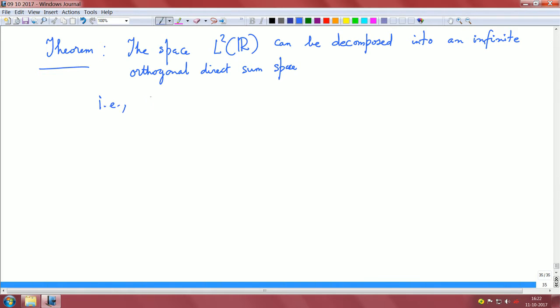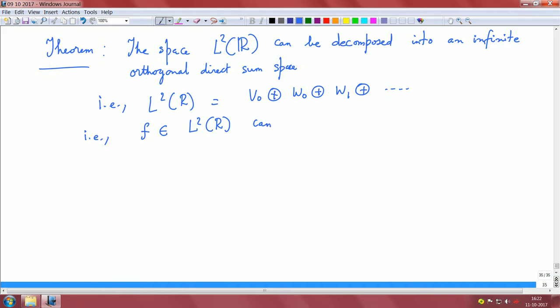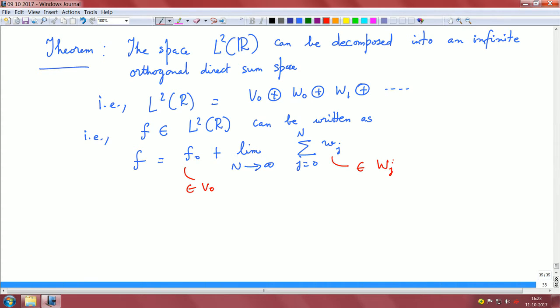So, what it means is L2R can be written as V naught direct sum W naught direct sum W1 dot dot dot till infinity, which means some function f belonging to L2R can be written as f is some f naught plus limit n going to infinity summation j equals 0 to capital N wj, where f0 belongs to V0 and the small wj belongs to the space Wj.